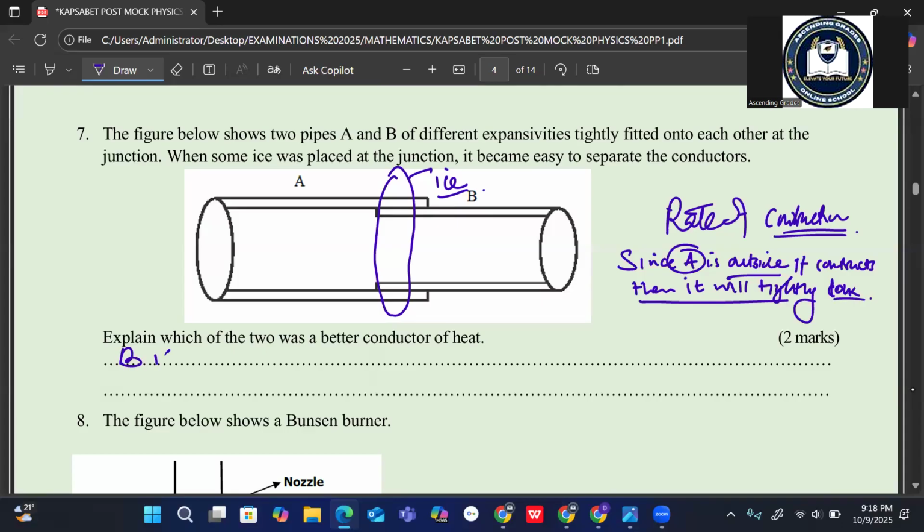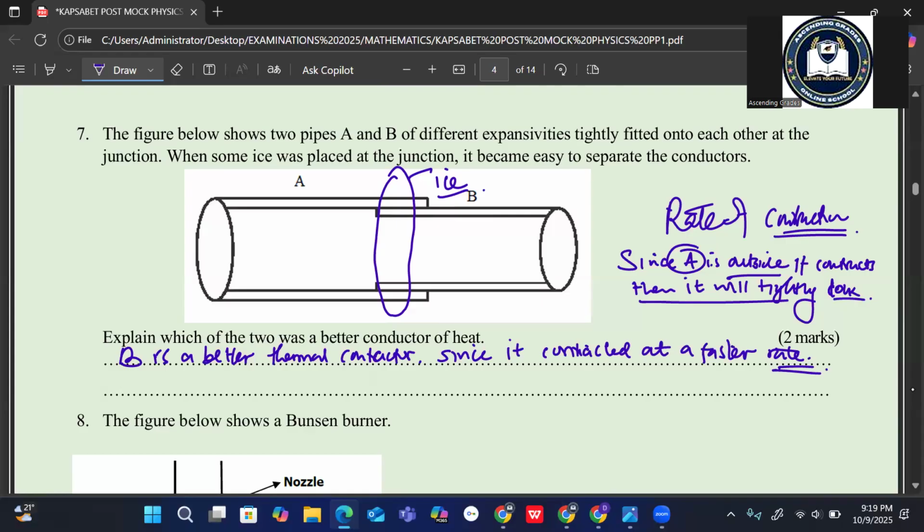You can say B is a better thermal conductor. Why? Since it contracted at a faster rate. So now B carries all the way.